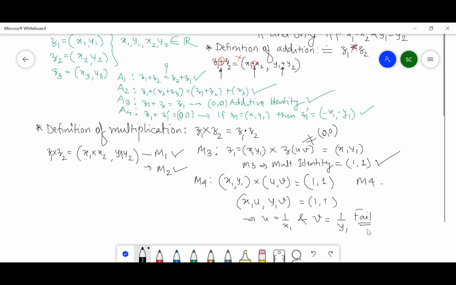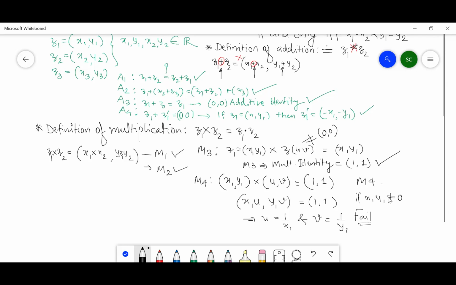Why will it fail at this stage? Because if x1 is equal to 0 or y1 is equal to 0, then it will fail. We can get it through by saying if x1, y1 not equal to 0.